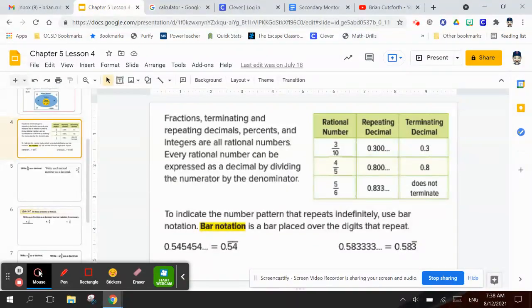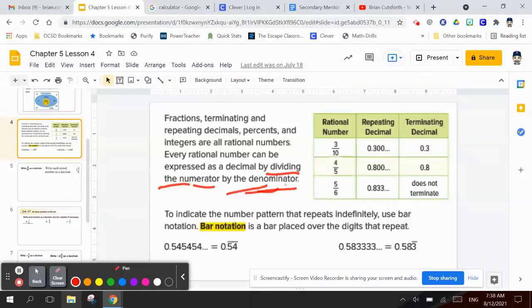So fractions, terminating and repeating decimals, percents, and integers are all rational numbers. Every rational number can be expressed as a decimal by dividing the numerator by the denominator. Okay, that's how we find our decimal.